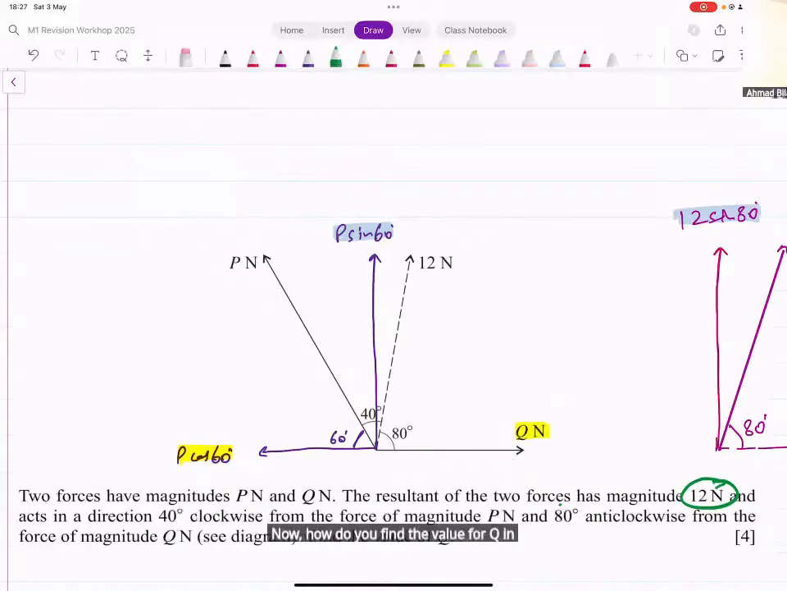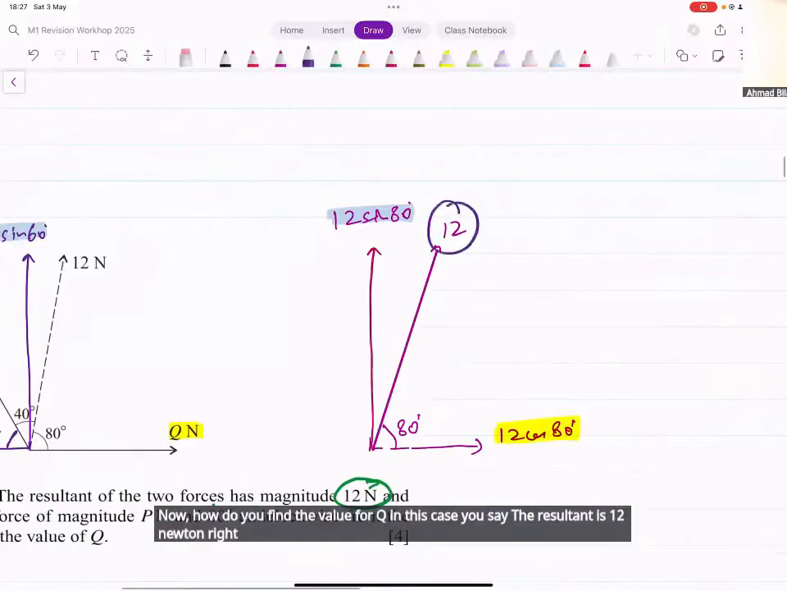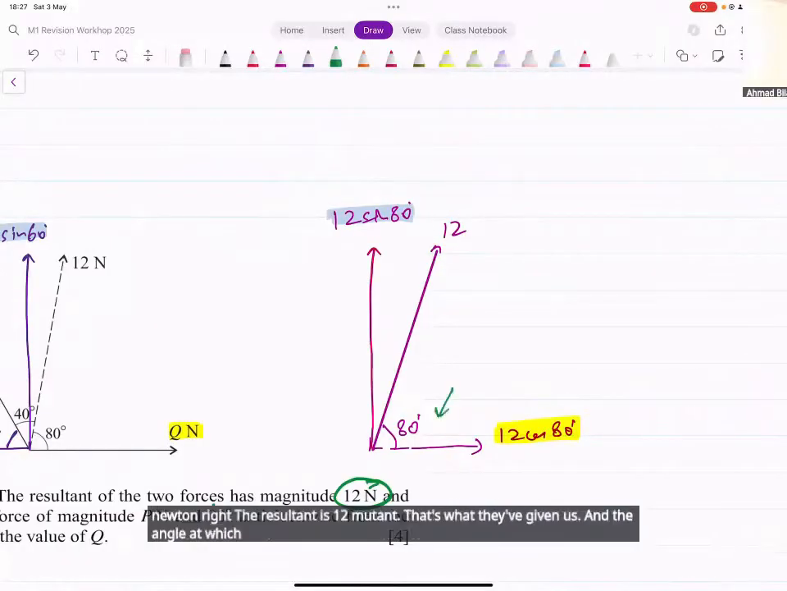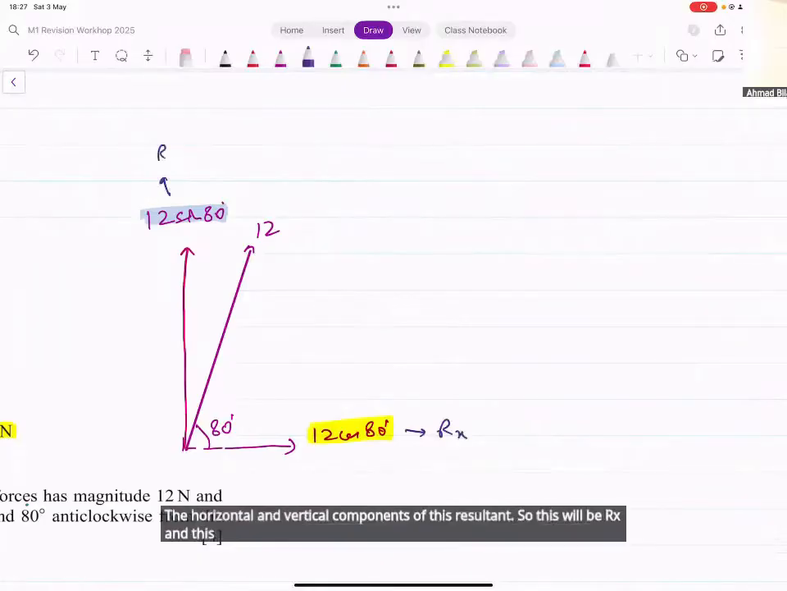You say the resultant is 12 Newton, right? The resultant is 12 Newton. That's what they've given us. And the angle at which it's acting is 80 degrees. What we can do is we can find the horizontal and vertical components of this resultant. So this will be Rx and this will be Ry. So Rx is 12 cos 80 and Ry is 12 sin 80.